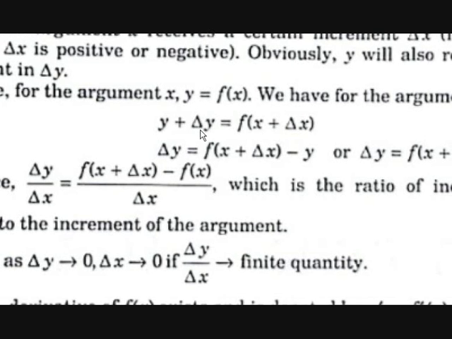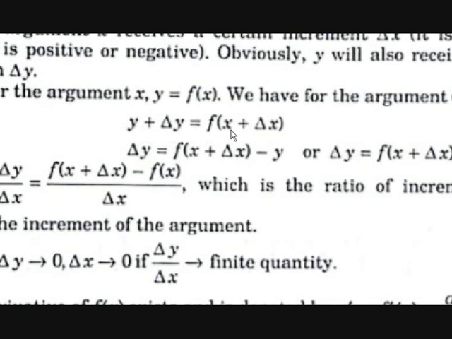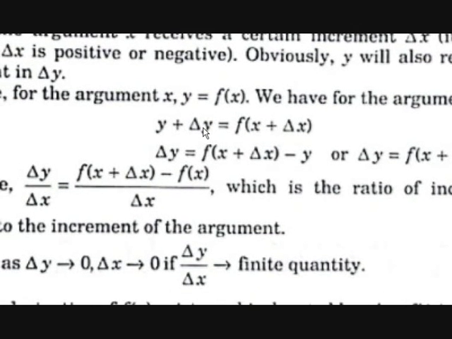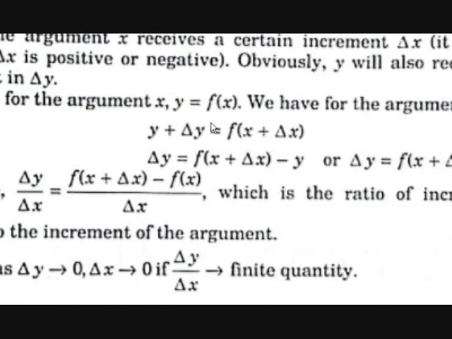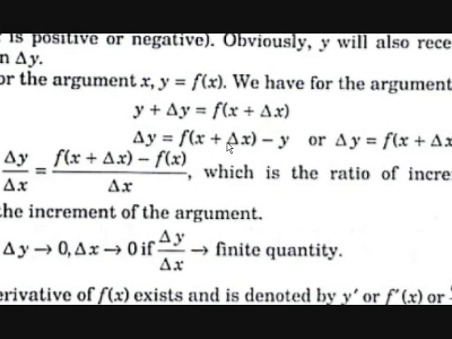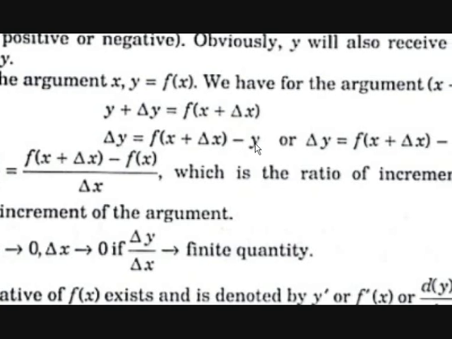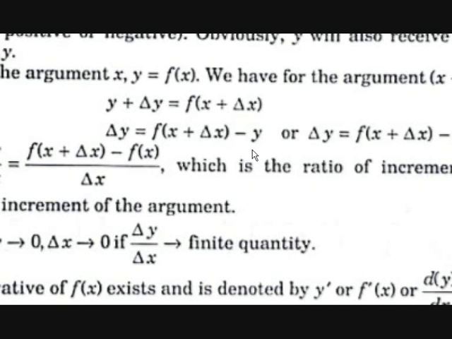So, we can say that y plus delta y is equal to f of x plus delta x, right? Y plus delta y means the y value after the increment, and f of x plus delta x is the value of the function after the increment in x. Y is equal to f of x, so it becomes y plus delta y is equal to f of x plus delta x. Okay, now what is delta y? If you subtract y on both sides, you will get delta y is equal to f of x plus delta x minus y, which is f of x plus delta x minus f of x.